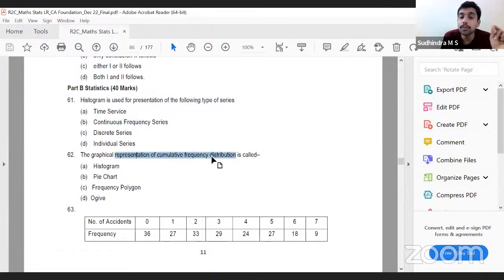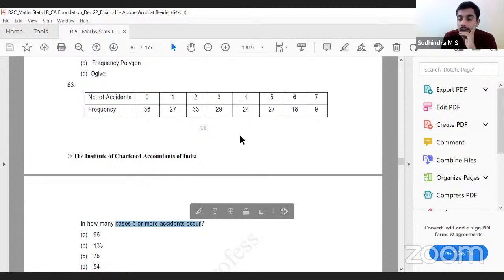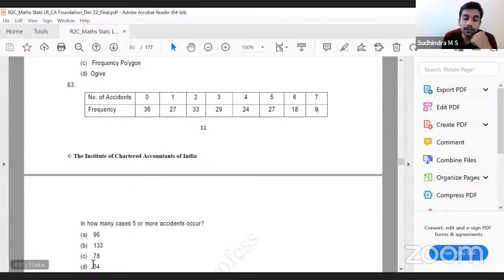Graphical representation of cumulative frequency distribution. Ogives. Correct. So if they have given us number of accidents and frequencies, they're asking us in how many cases 5 or more accidents have occurred. 54. Correct. More than 5 means 5 plus 6 plus 7, right? So 27, 5, 18, 6 and 9, 7. So 27 plus 18 plus 9, 54.